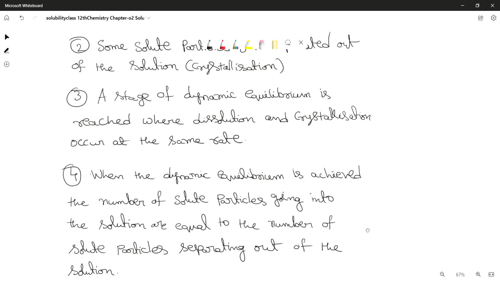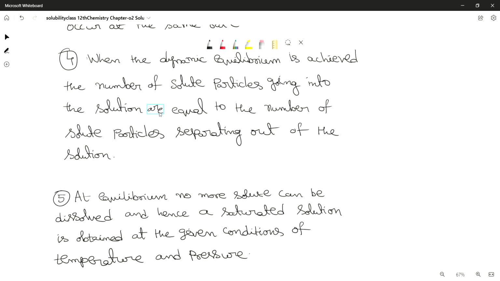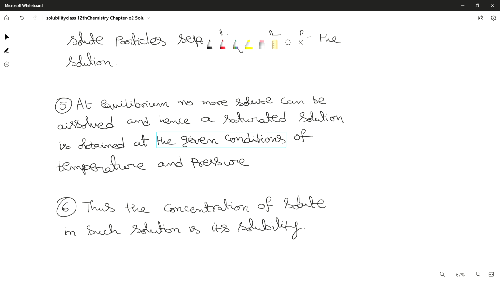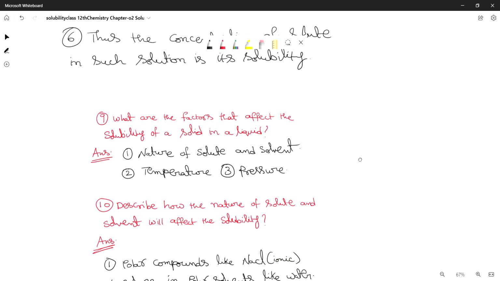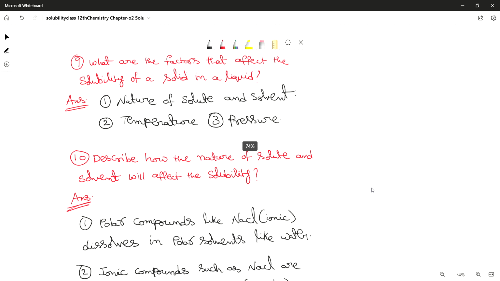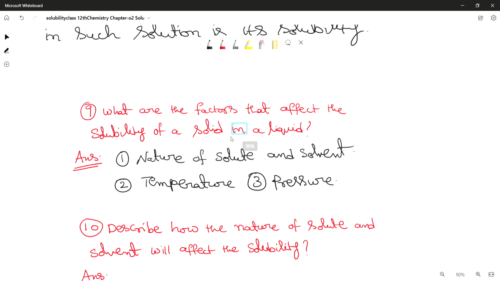When dynamic equilibrium is achieved, the number of solute particles going into the solution is equal to the number of solute particles separating out of the solution. That is called dynamic equilibrium. So at equilibrium, no more solute can be dissolved and hence a saturated solution is obtained at the given conditions of temperature and pressure. Thus the concentration of the solute in such a solution is its solubility. What are the factors that affect the solubility of a solid in a liquid? The nature of the solute and solvent, temperature and pressure.